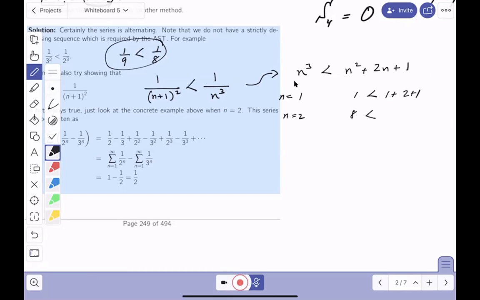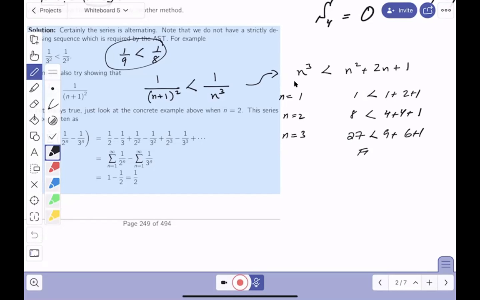Right, when I get 8, and then you get 4 plus 4 plus 1. Well, that seems to be okay. Let's go to n equals 3. So what do you get over there? Well, let's take a look at it. If you did a 3, what would you get? You get 27, 9 plus 6 plus 1.